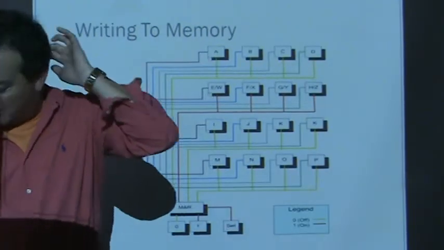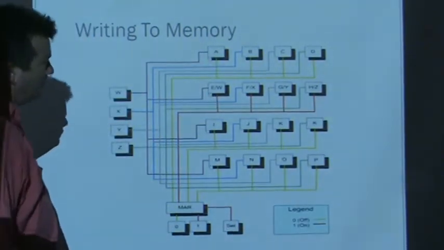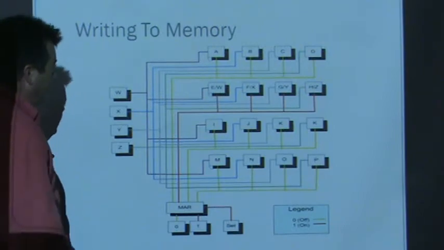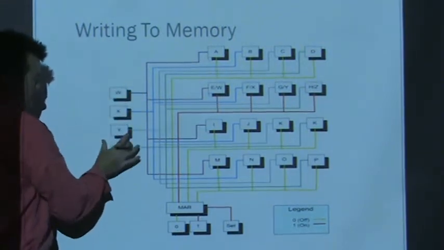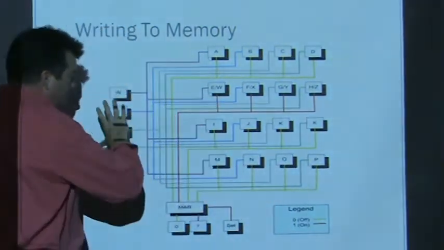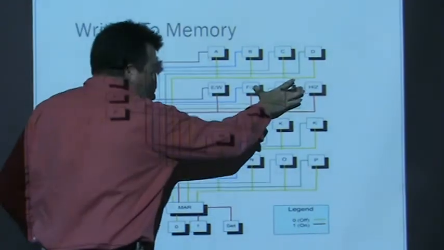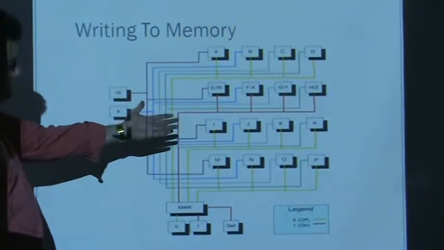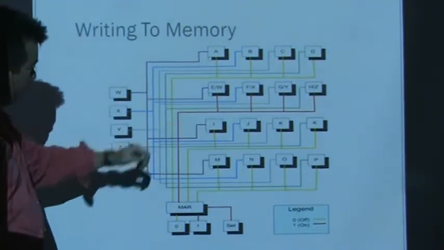The same idea is kind of true with writing to memory. So here we have a nibble, 4 bits, and we want to pick one of these nibbles to take this value and write it to that location. So sometimes we read from memory, sometimes we write to memory.